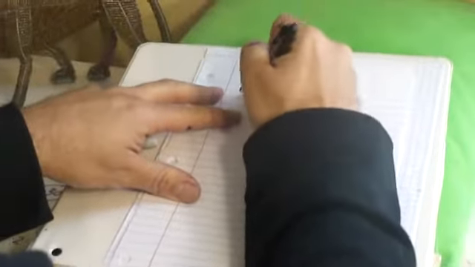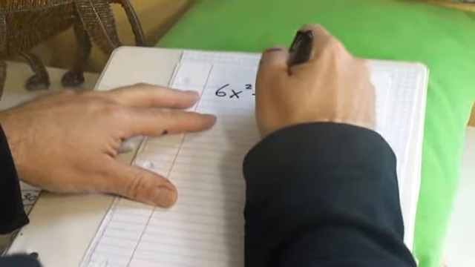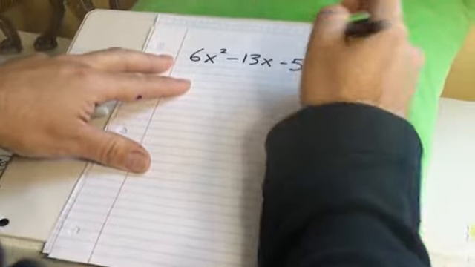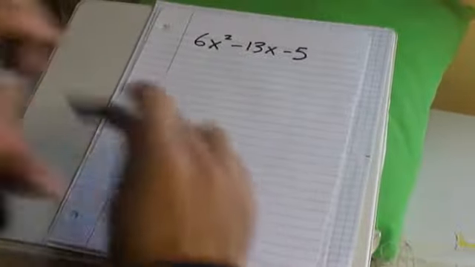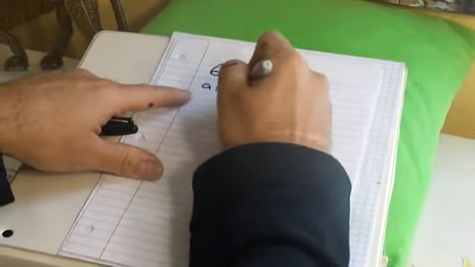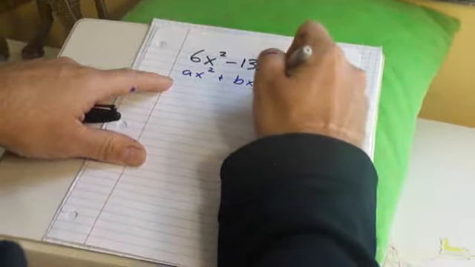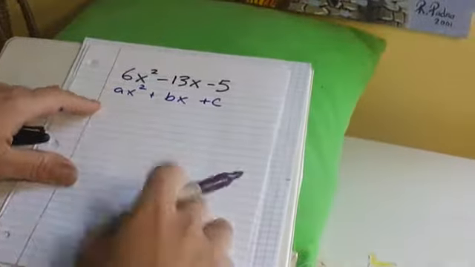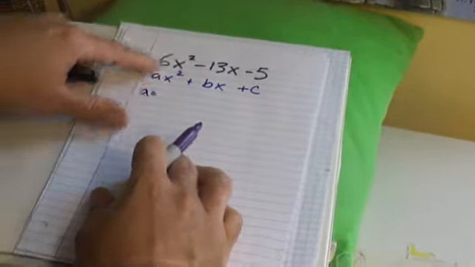Okay, we're going to move on to the really difficult factoring problems. Here's a pretty difficult one: 6x squared minus 13x minus 5. Okay? We have to remember standard form, ax squared plus bx plus c. That's standard form. A is what? Well, that's 6. A is 6.